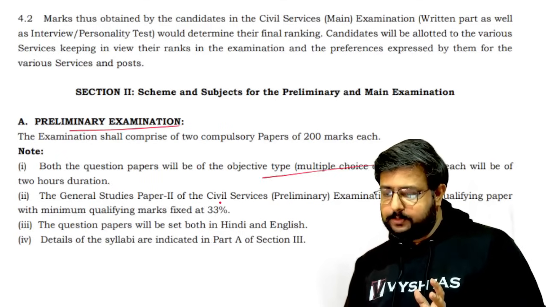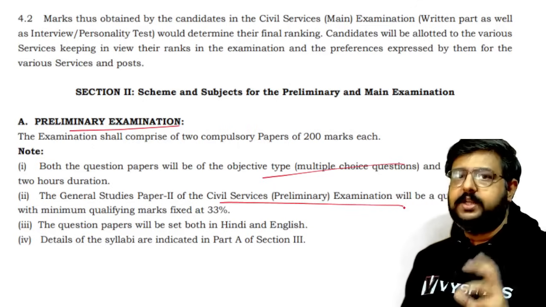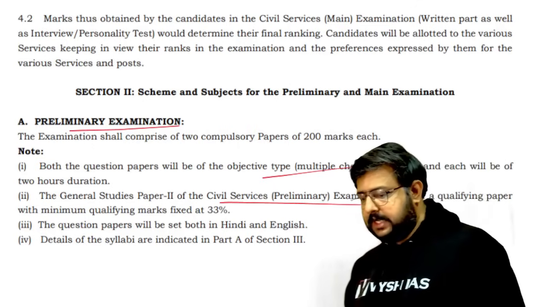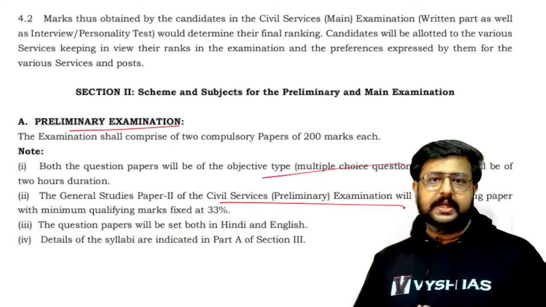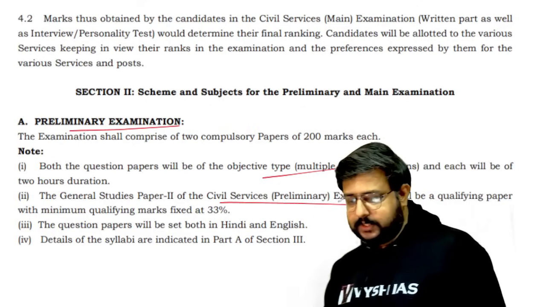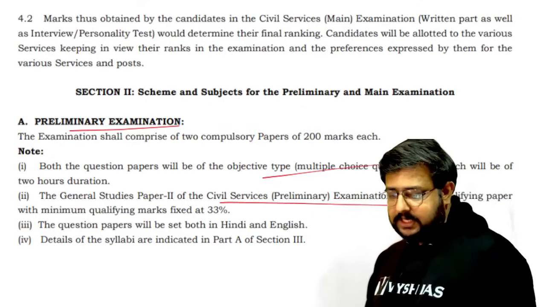You know, CSAT, second paper, it is qualifying, 33% you have to get. 80 questions will be there. Morning is 100 questions and then afternoon is 80 questions. So 80 questions will have 33%, meaning 26 questions you have to get correct. 26 to 27 questions you have to get correct. Okay, and the prelims question paper will be printed in both English and Hindi.